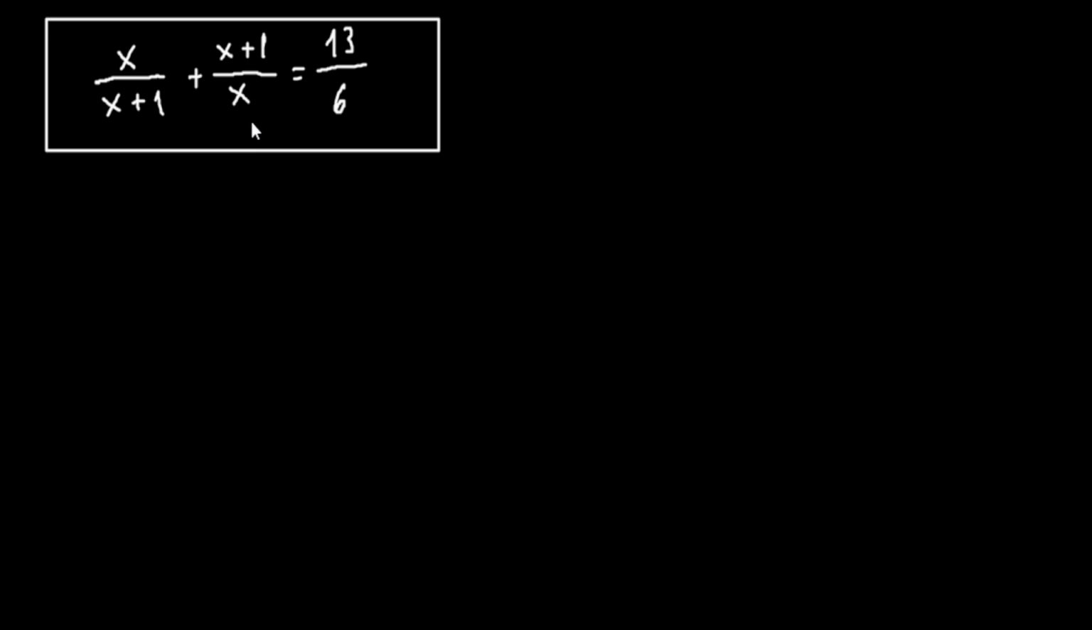First, the denominators of the fractions must not be equal to 0, so we have that x plus 1 must not be equal to 0, or x different from minus 1, and from the other denominator, x different than 0. If we find these solutions, we must reject them. Let's start to see how we can solve it.